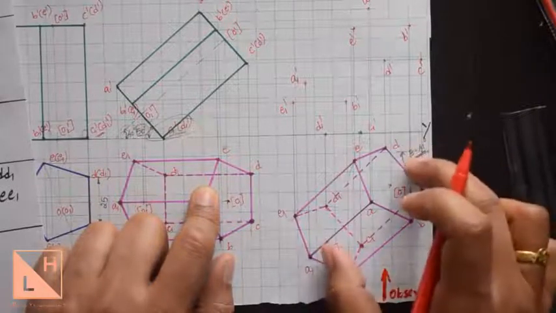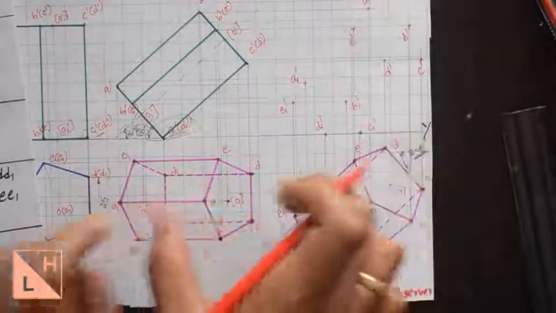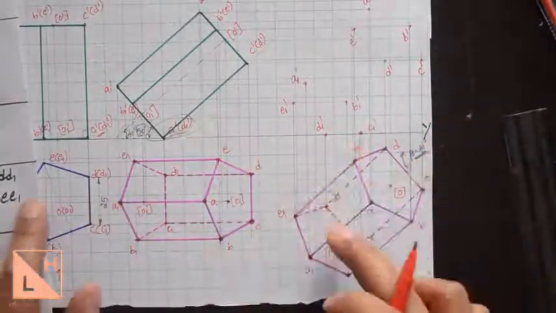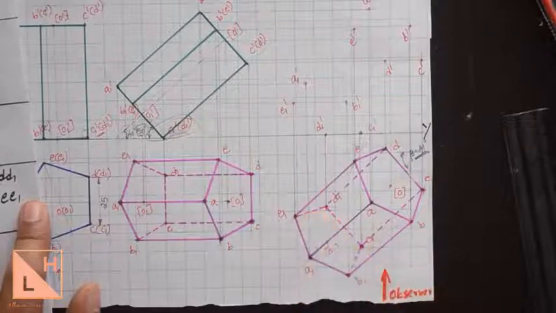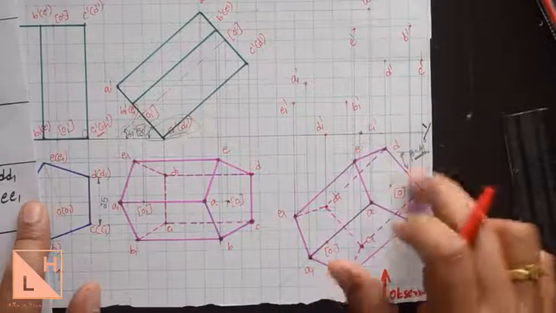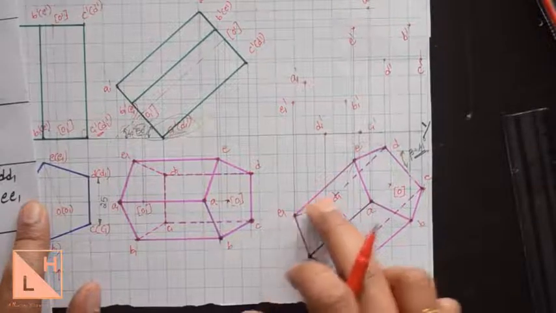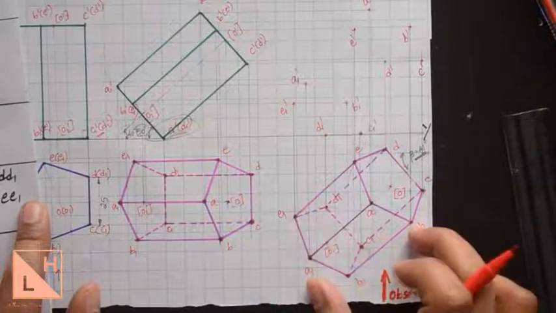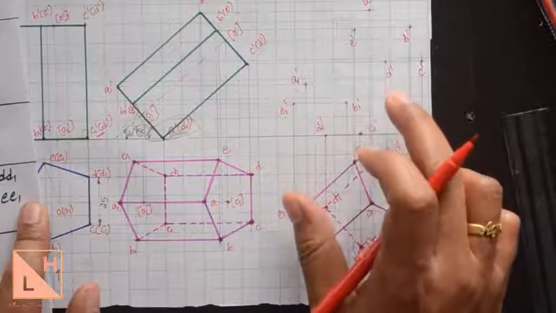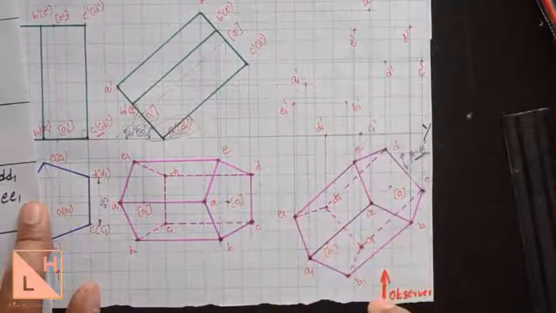So according to the drawing and the way in which I have rotated the second position, you see this is closer to the observer when compared to the other face. So this face what we see here which is closer to observer is nothing but the base. So this problem final position we conclude that the base is towards the observer.